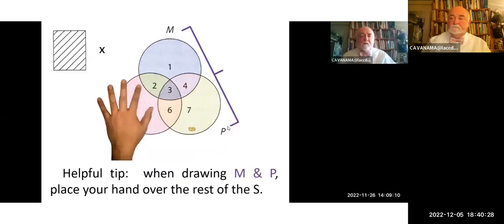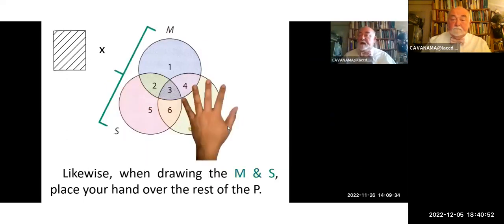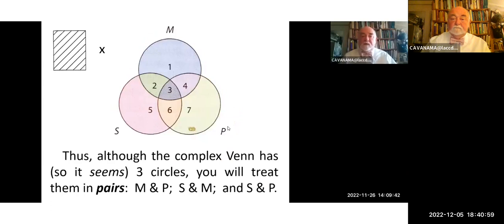And I find it helpful. Mr. Hurley doesn't do this, but when I'm drawing these things, you can't see my hand when I draw them. But when I'm in a face-to-face class and I'm using a whiteboard, I'll literally put my hand over the circle that I'm not dealing with. So if I'm going to concentrate on the M and P circle, I'm just going to put the S in there, put my hand over it, and draw. And then when I switch to the M and S, I do the same. And you might want to do the same, particularly when you're getting started.